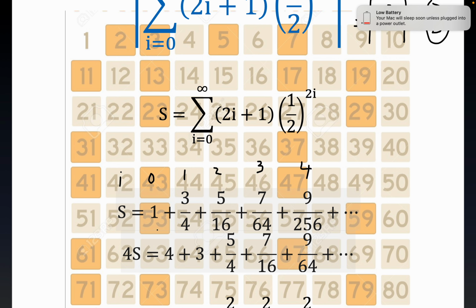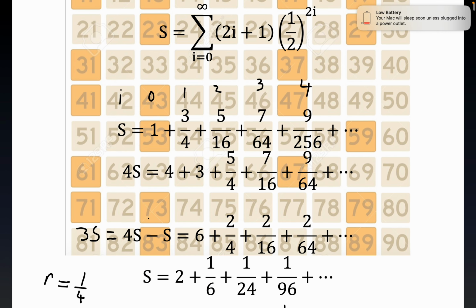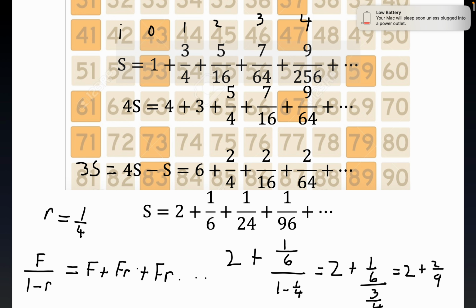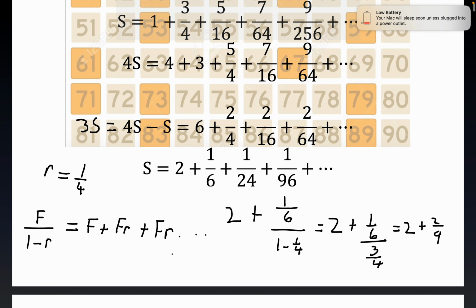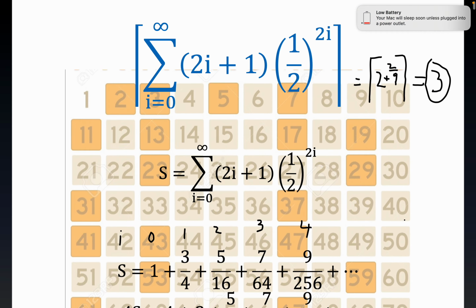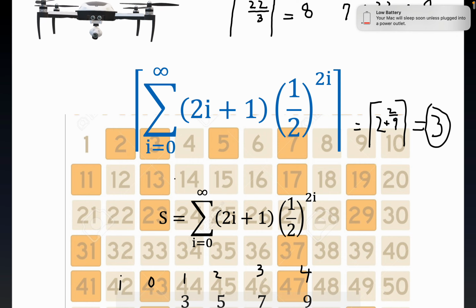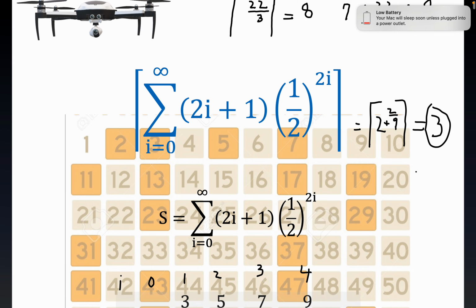It doesn't require a whole lot of knowledge other than just knowing that a method like this would work and just having to know the form for a geometric series. But anyway, I guess that's it. We got S is equal to 2 and 2/9. So we have the ceiling of 2 and 2/9, and the answer is 3.